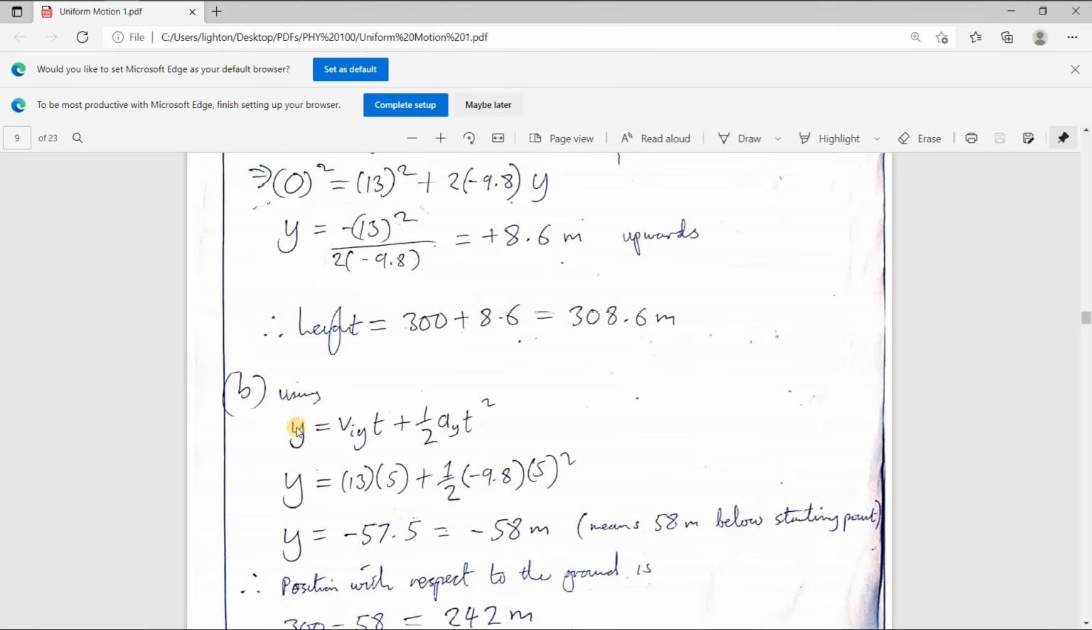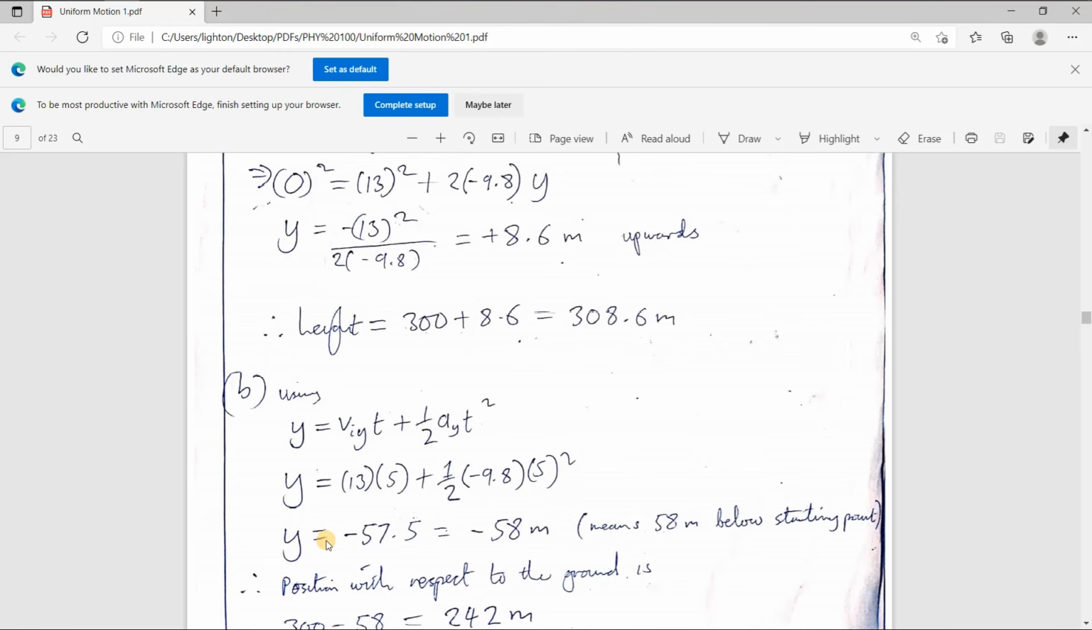Okay, that's why we're using the letter y, like the y-axis, the vertical axis. So using y = v_iy t + ½ a_y t², we're going to have v_iy, of course, is 13 meters per second, that's the initial velocity, times time, which is 5, plus ½ a_y, which is minus 9.8, times t, which is just 5 squared. Hence, y is equal to minus 57.5.